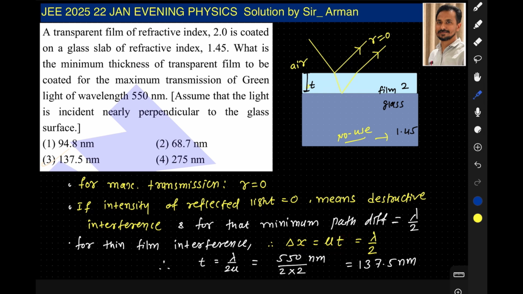So mu t इक्वल्स टू डेल्टा x है, और जो डेल्टा x है वो हमने λ/2 बताया है, तो we can equate this mu t equals to λ/2, और हमें क्या चाहिए थिकनेस, तो थिकनेस को सब्जेक्ट करो, सो t equals λ/2μ, λ क्या दिया है हमें 550 नैनोमीटर, सो 550 डिवाइड बाई 2 इंटू the refractive index of the film that is 2, so 550 by 4, it is 137.5 nanometer.